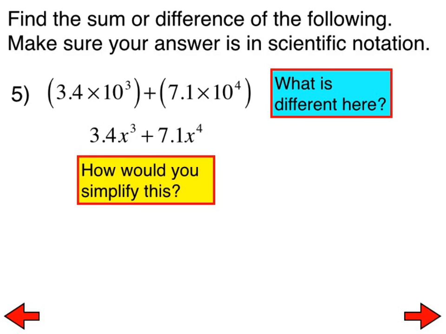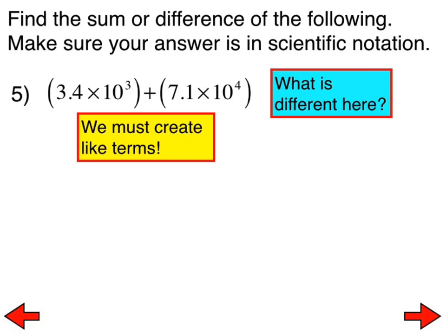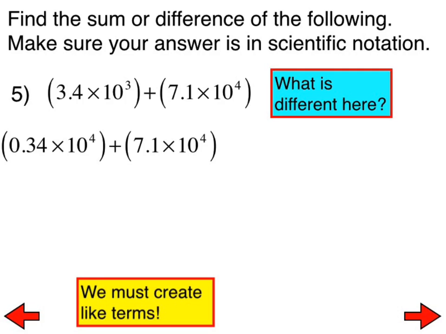So we have two different things we could do. And what we have to make sure we do is create like terms. So in other words, we either need to turn the 7.1 times 10 to the fourth into 10 to the thirds, or we have to turn 3.4 times 10 to the third into 10 to the fourths. We have to make a slight adjustment here. I'm going to do this both ways.